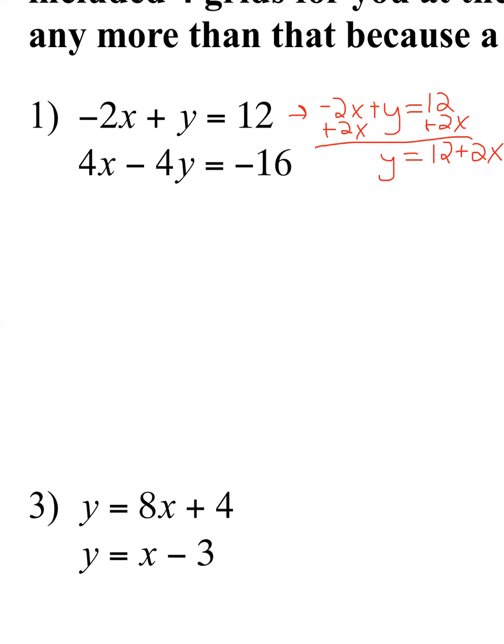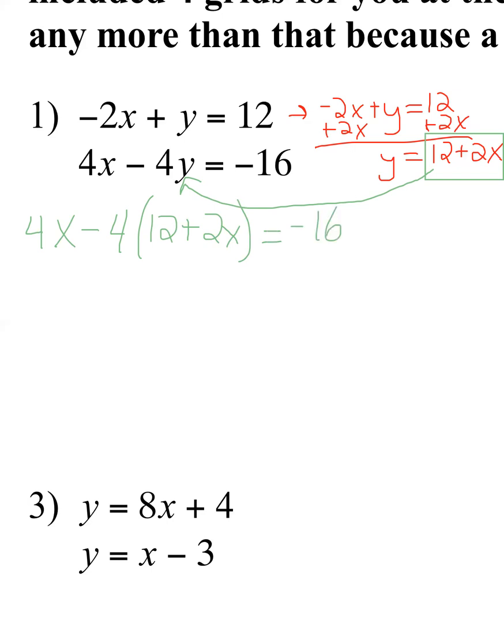So the next thing I'm going to do is take everything that y is equal to, and pop it into the other equation that I haven't touched yet. So I haven't touched the bottom one yet. So in place of that y, I'm going to put everything that y is equal to. So this one will look like 4x minus 4 times everything that y is, 12 plus 2x, equals negative 16.